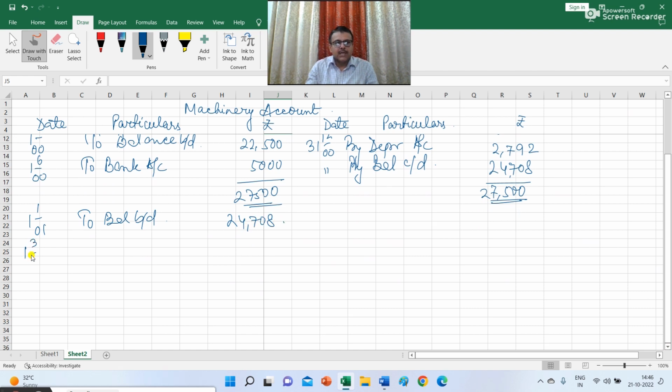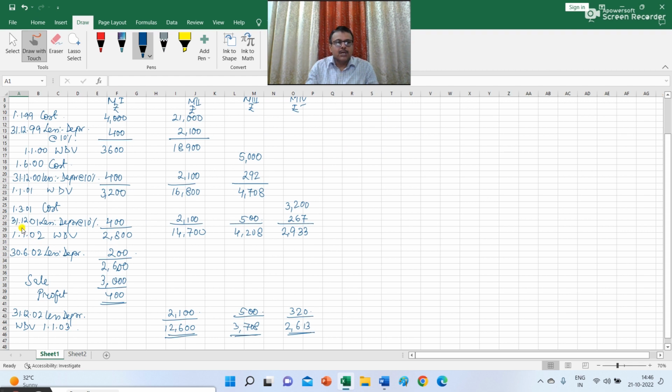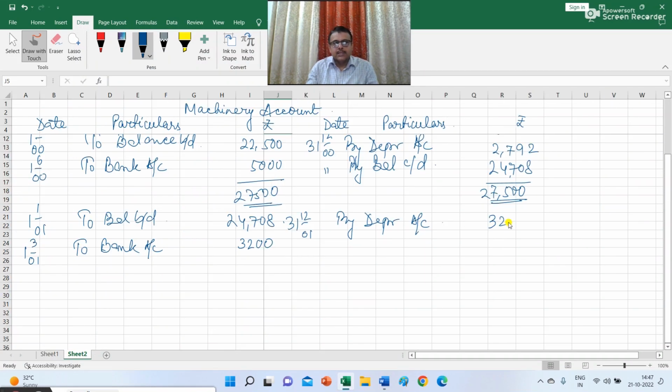Again on 1st March 2001, purchased machinery for rupees 3,200. And on 31st December 2001, depreciation was charged. Now what was the amount of depreciation on 31st December 2001? So this is 400 plus 2,100 plus 500 plus 267, and you will get 3,267. So 3,267 is the amount of depreciation charged on 31st December 2001, and the balancing figure is rupees 24,641.